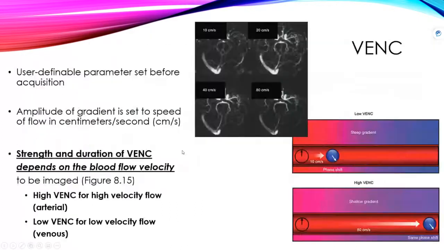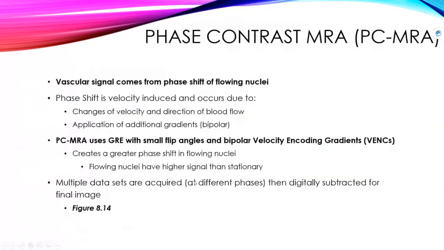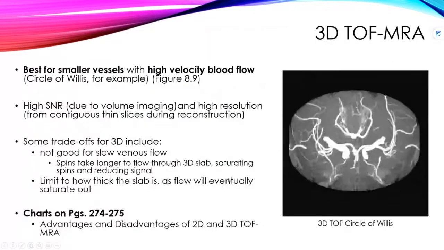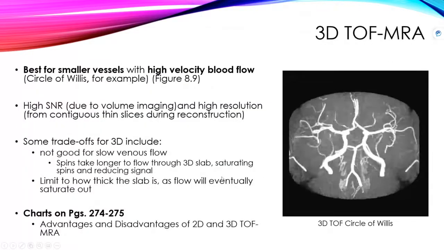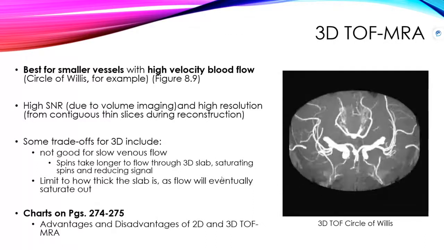You can also reformat 3D phase contrast MRA in the same way. It's going to look just like the time of flight images, and you can run a 3D phase contrast MRA circle of Willis, just like you can run a 3D time of flight circle of Willis. You can use these for any structure. It just depends on what you're looking for and what you need.